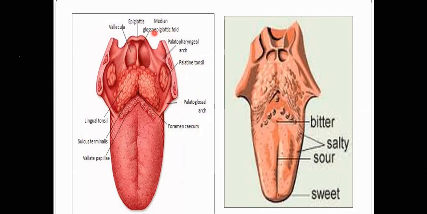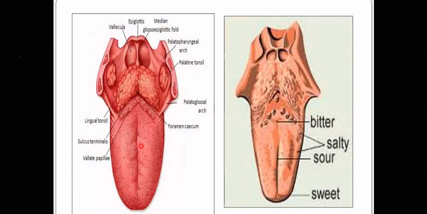glossoepiglottic fold. Then there is a depression on each side of the median epiglottic fold, the vallecula, and on the lateral side we have the lateral glossoepiglottic fold. So this is how the epiglottis is attached to or near the tongue, and whenever you pass chewed food from here, it will cover the larynx, and food will go into the pharynx and then into the esophagus.